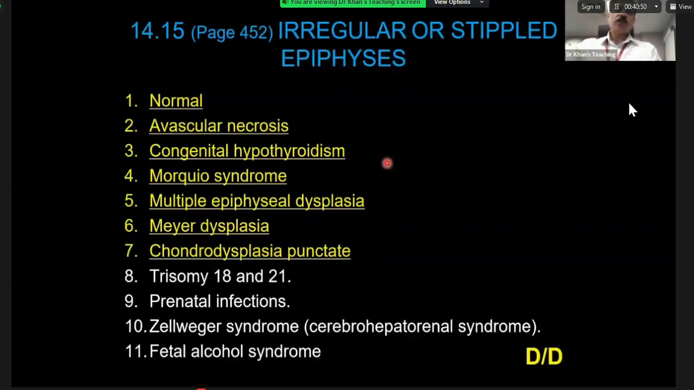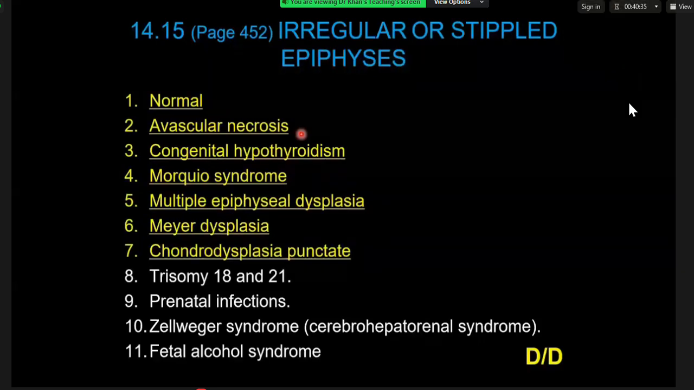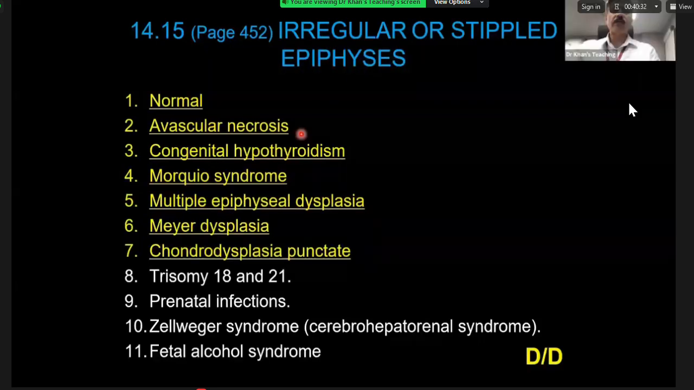So if you see here, this is the differential diagnosis of irregular or stippled epiphyses. Normal is a spectrum. Avascular necrosis, please remember that they can be bilateral in 10%, but the age group is different, 4 to 8, 4 to 9, that's the age group. Congenital hypothyroidism or cretinism is a very important one. And you should always remember Morquio as mucopolysaccharidosis, this is important.